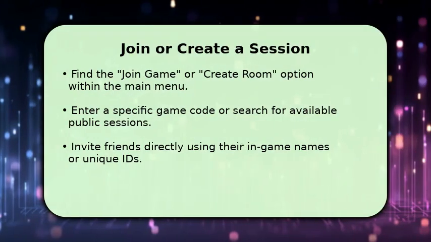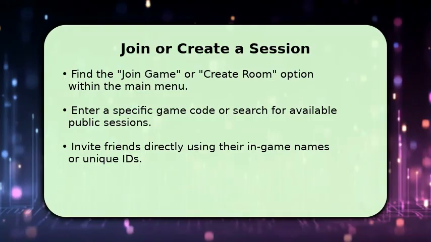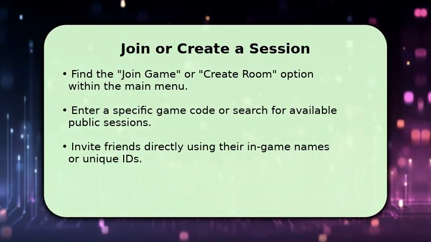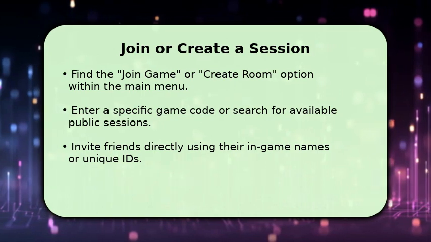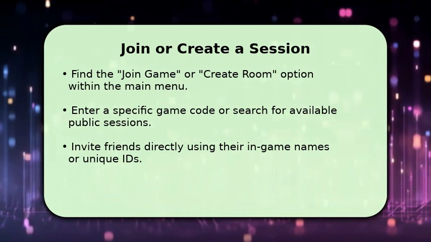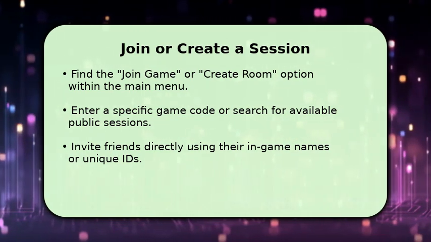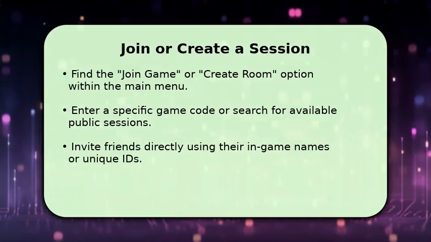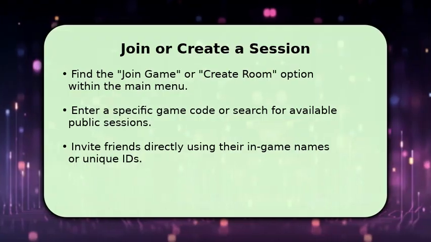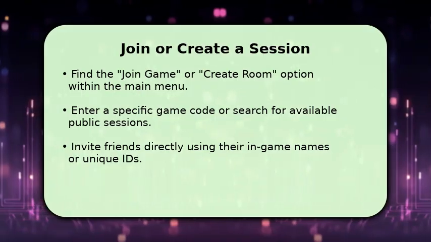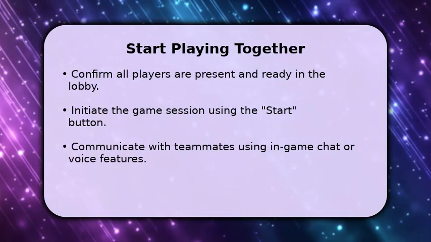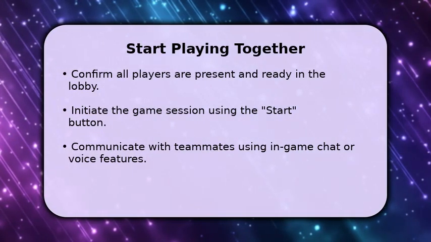With your account ready, it's time to connect with others. Look for options like Join Game or Create Room on the main screen. To join, you might need a specific 6-digit game code from a friend, or you can browse public lobbies. If you're hosting, create a new room and then invite your friends using their unique player ID, typically found in their profile. Now that everyone is in the lobby, confirm that all participants are ready to begin.